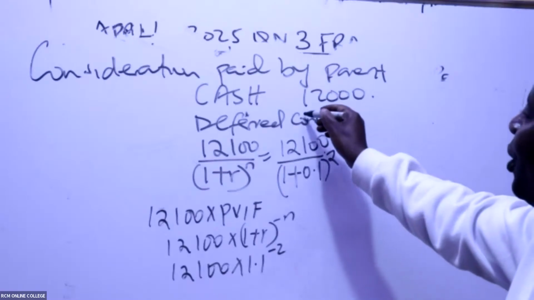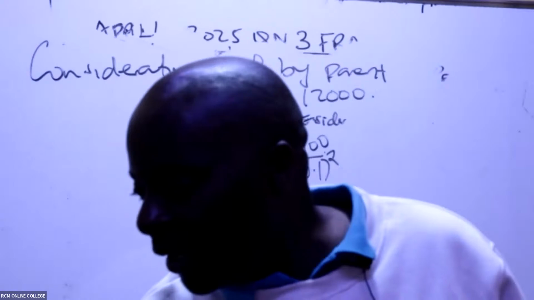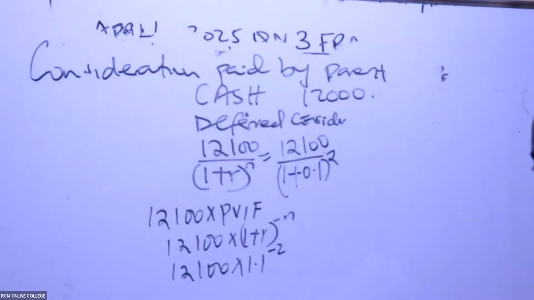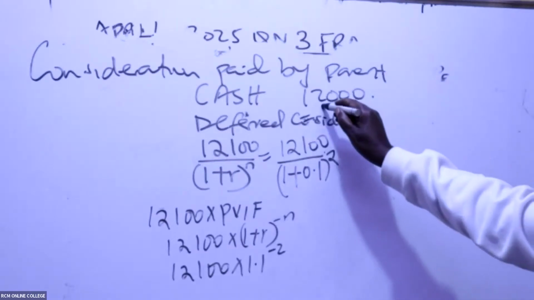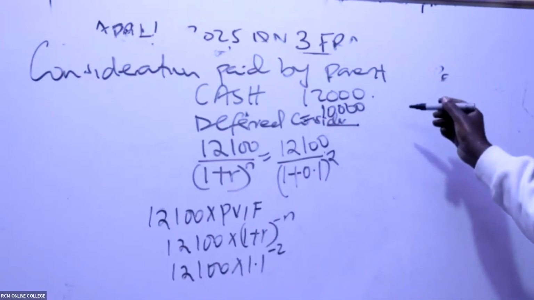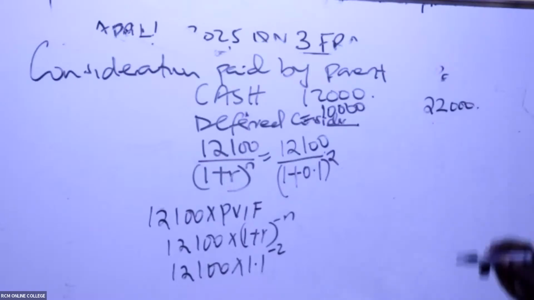Deferred consideration, I'm so sure you have gotten your concept there. So the deferred consideration, they say 10,000, right? 10,000. Thank you so much. So then in this case here, we have a consideration paid by the parent to be 22,000. 22,000. Is that correct there? Is it really correct there or not yet? It is correct, you have got something to build on.